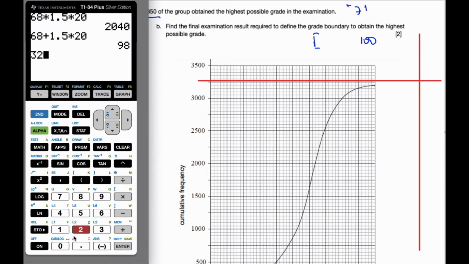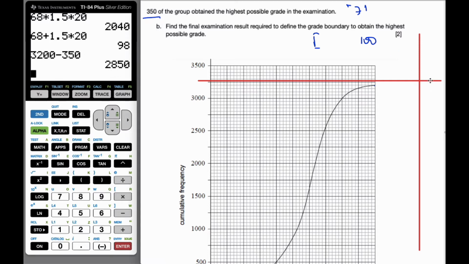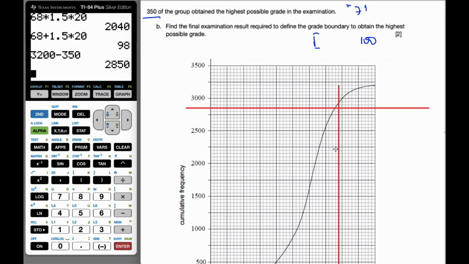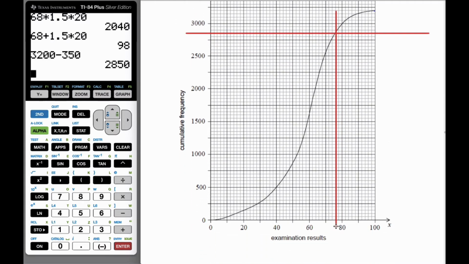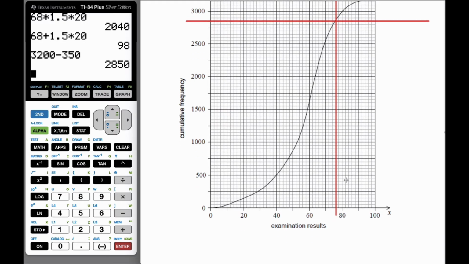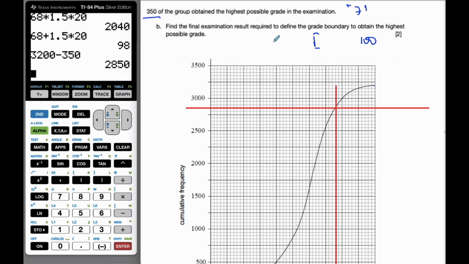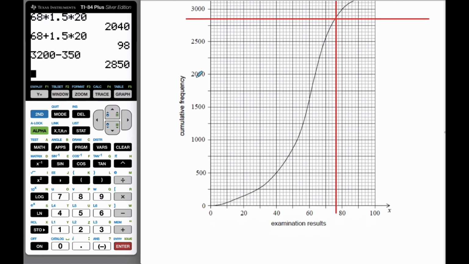So I know if I go 3,200 minus 350, the 2850th student is where the grade boundary exists. So if I go, here's 2750, 2850, this value here is where the lower grade boundary is. If I look there, that is a 76, and so I know that 76 is where the grade boundary exists for the highest grade band.